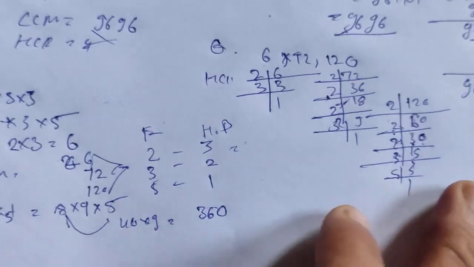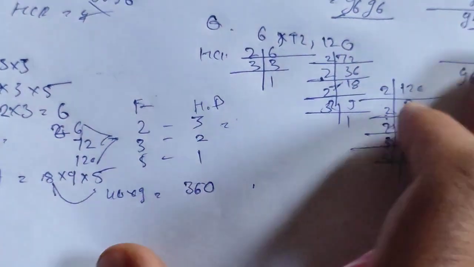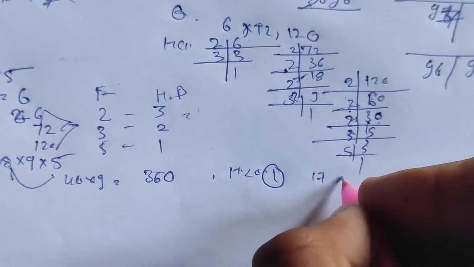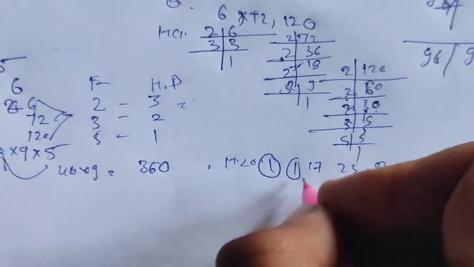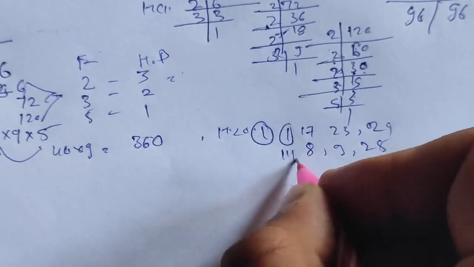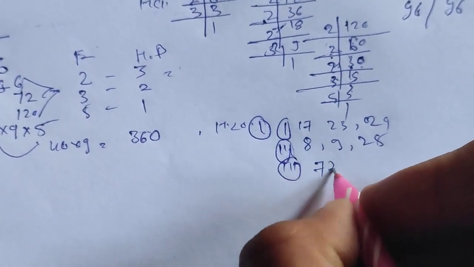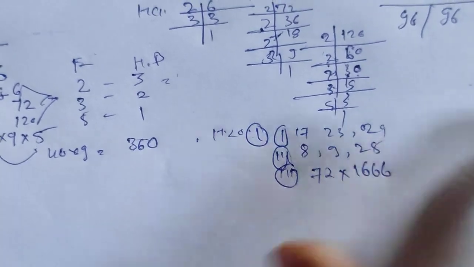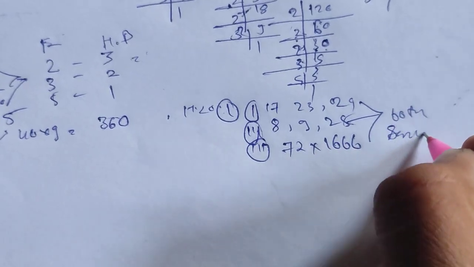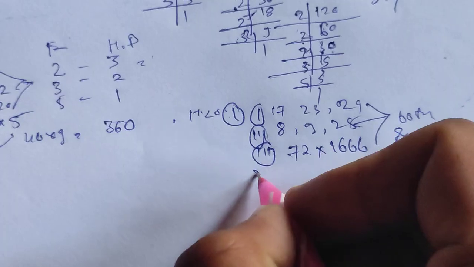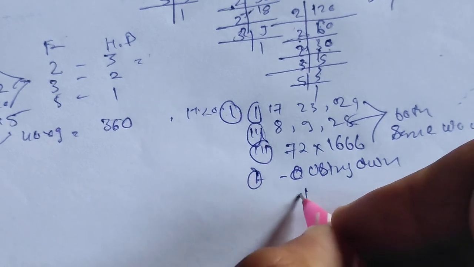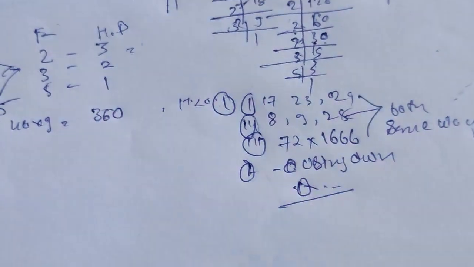I am leaving some questions for you as homework. First, solve 17, 23 and 29. Second, solve 8, 9 and 25. Third, solve 72 and 1666. Solve them the same way, as you know. And lastly, make your own question and solve it.